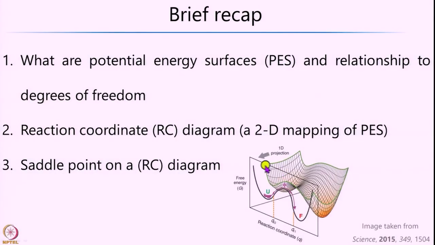An important point to note is that a saddle point is invariably the highest energy point on a two-dimensional reaction coordinate diagram. However, on a potential energy surface of three or n dimensions, it is not the highest energy point. It is always somewhere in between, because there are points of highest energy, such as you could see here on the green parts of the surface, which have a higher energy compared to the saddle point. So a key distinction is that on the two-dimensional picture, the reaction coordinate diagram, the saddle point represents the point of highest energy, whereas on an n-dimensional hypersurface, which is called a potential energy surface, the saddle point does not represent the point of highest energy. This is a very important distinction to keep in mind.